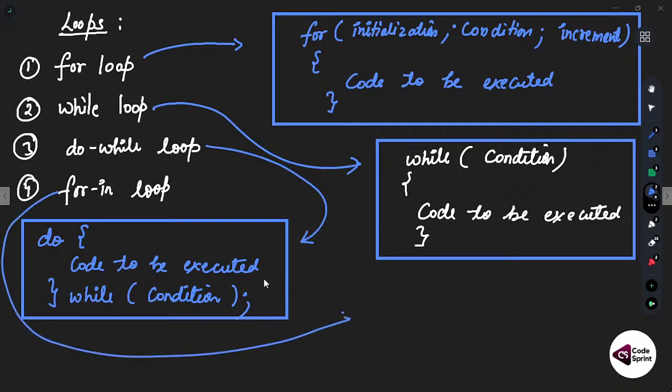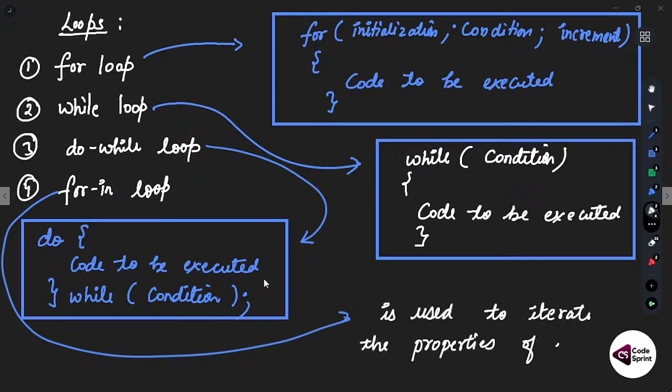Then the for in loop. Now let's quickly see the for in loop. It is used to iterate the properties, or basically the values, of an object.